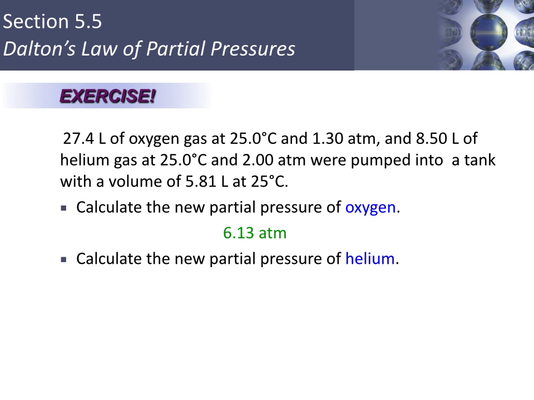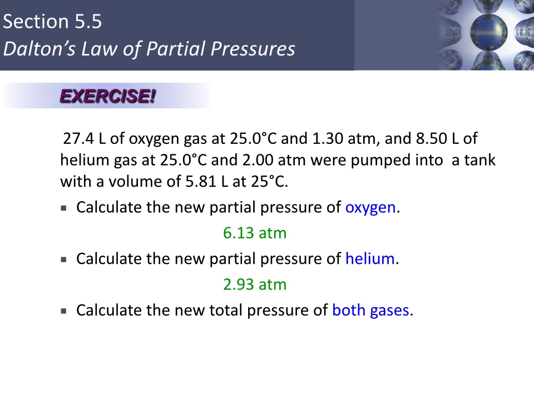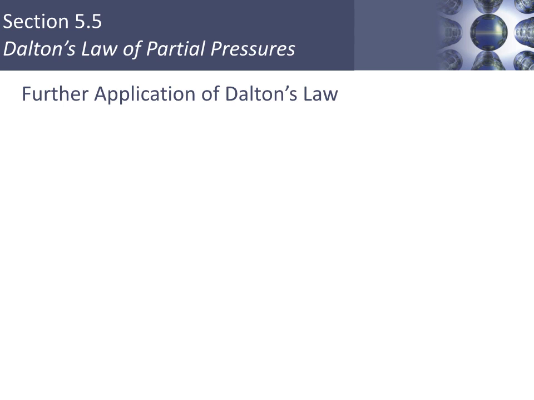Next, you would want to do that same thing for helium. So pause it here and try to do that. Using P1V1 equals P2V2, you could find that 2 atm times 8.5 liters is going to equal the new pressure you're looking for times 5.81 liters. And the new pressure would be 2.93 atm. The total pressure is therefore going to be the sum of those two individual pressures, 6.13 plus 2.93, so that's 9.06 atm.